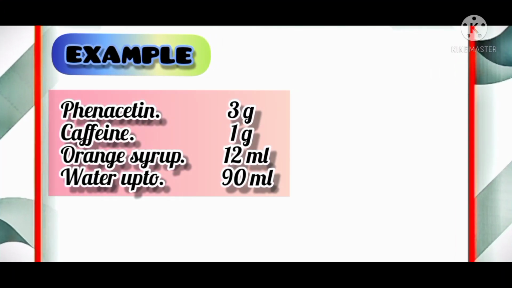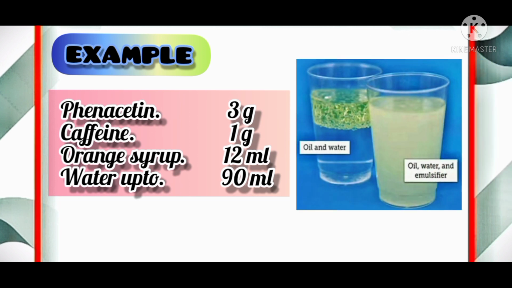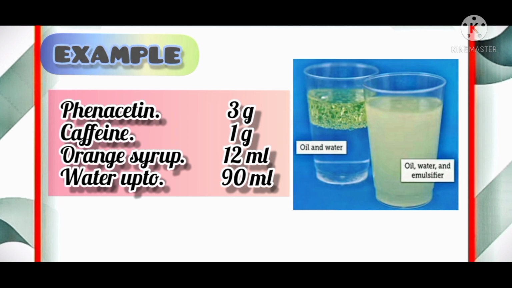Example: phenacetin 3 gram, caffeine 1 gram, orange syrup 12 ml, water up to 90 ml. Now let's see the causes and remedy for this prescription.